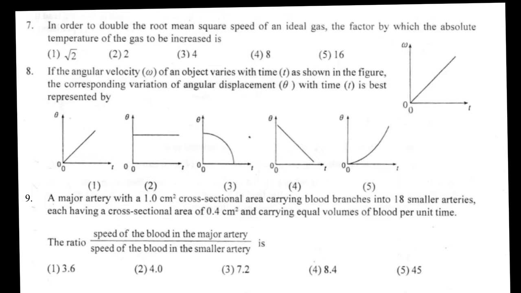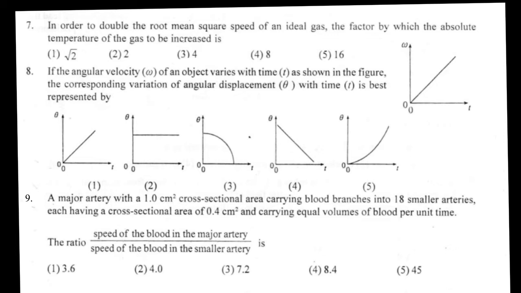The gradient of the theta t graph is delta theta over delta t. Delta theta over delta t is omega. So omega increases with the time. So in theta t graphs, the gradient must increase with the time. So the gradient increases with the time is shown in the 5th answer. The answer is 5. Question number 9.